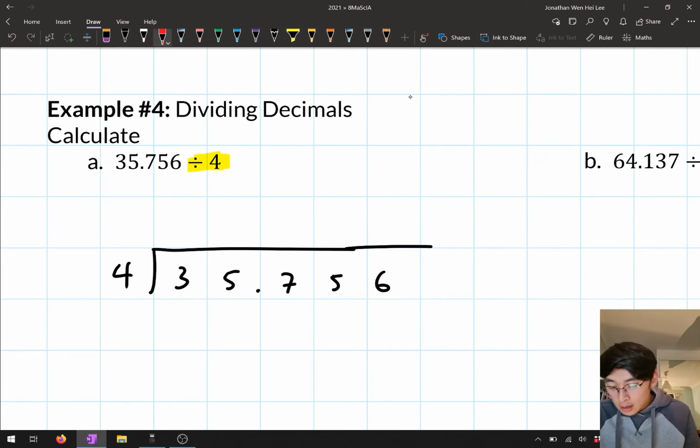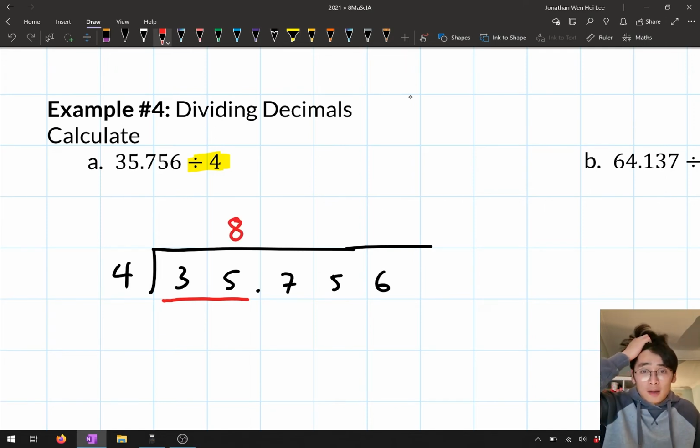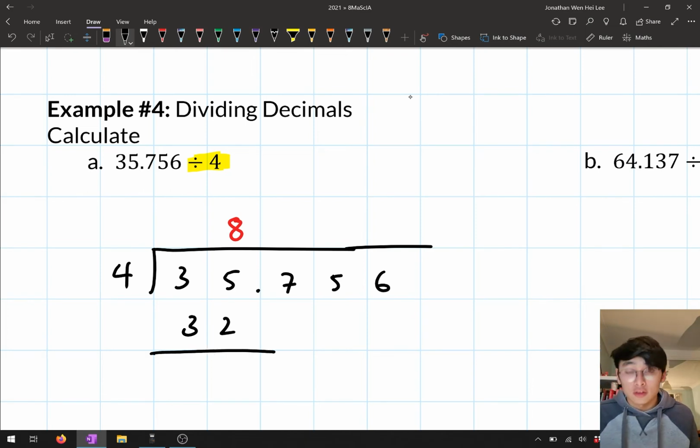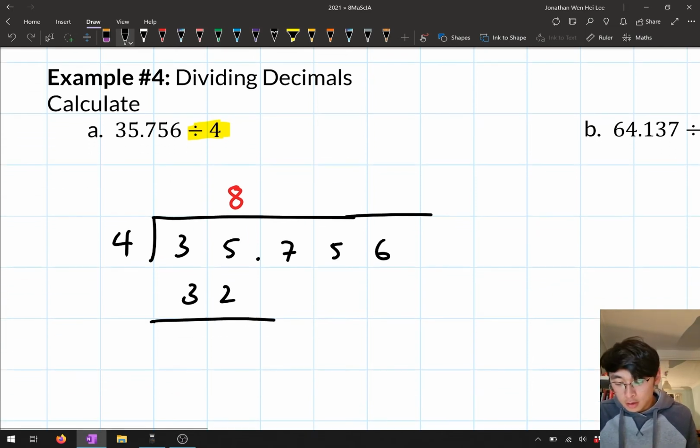So let's have a look here. Can 4 divide into 3? Well, 4 can't divide into 3 because 3 is smaller than 4. So I can't do that. So I'm going to look at the whole number from here. Can 4 divide into 35? Yeah, it can. It can actually do that 8 times. So I'm going to write 8 above the right digit here. 8 times 4 gives me 32, so I write 32 here. And then I want to subtract those two. So I've got 35 minus 32. That gives me a remainder of 3.